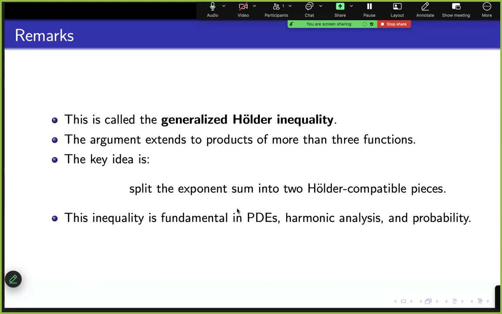This argument extends to the product of more than three functions. The basic idea is that we split the exponent sum into two Hölder-compatible pieces. It is a fundamental tool in PDEs, harmonic analysis, and probability too. Thank you.